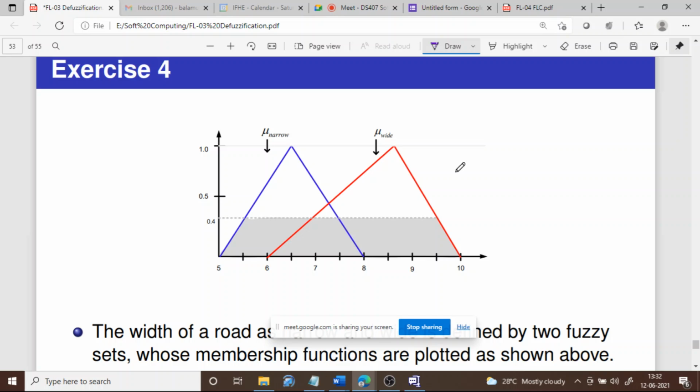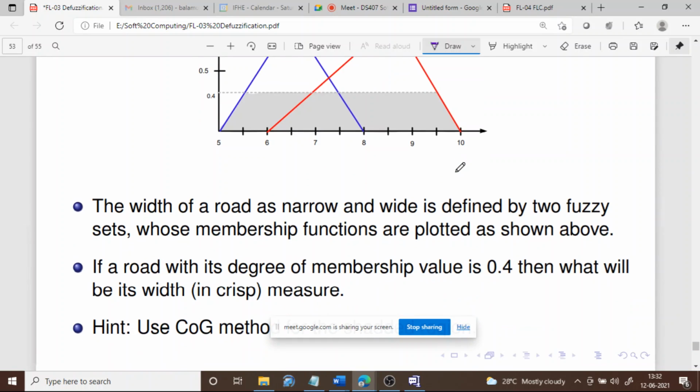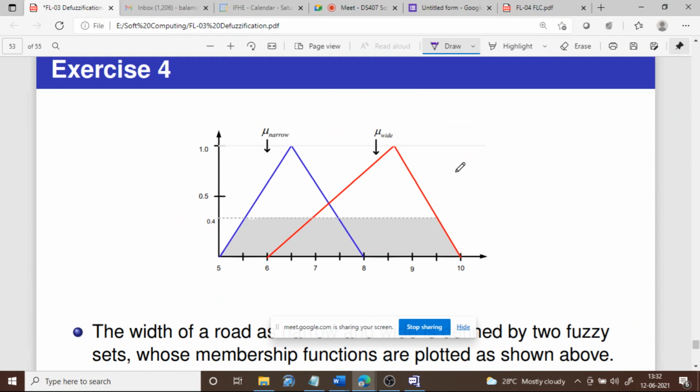Okay. So this is another question. Here it says that there are two membership functions. These two membership functions represent the width of a road. See, one road is narrow. The road of narrow size is represented through this membership function, and the road which is wider is represented with this membership function. Okay. So this membership function represents a narrow road and this membership function represents a wider road.